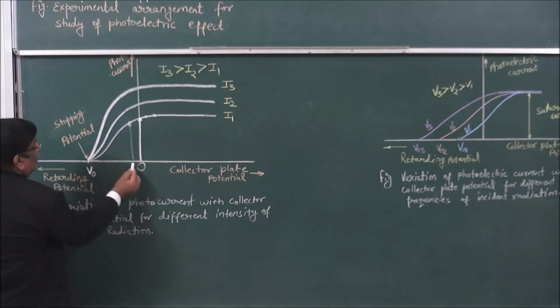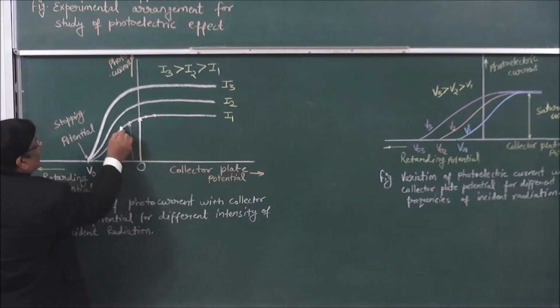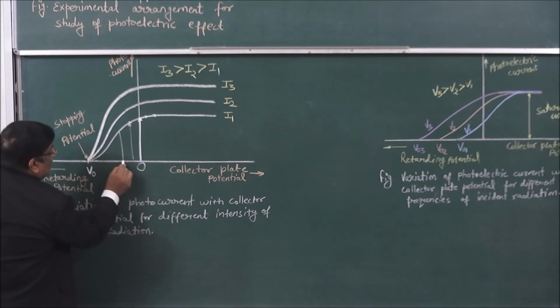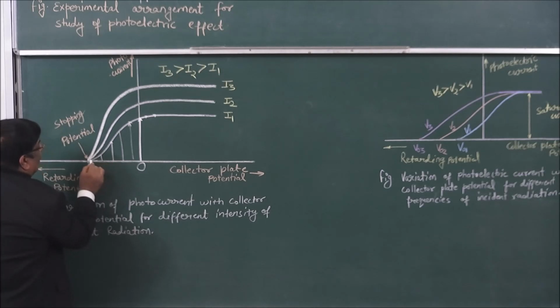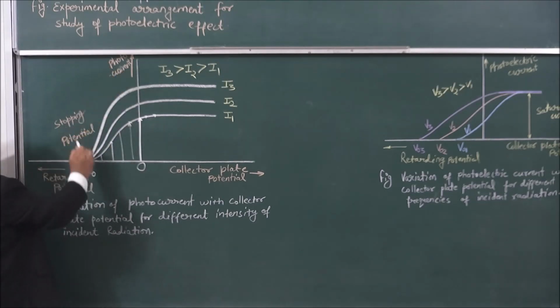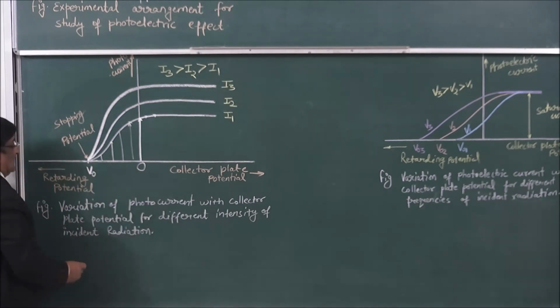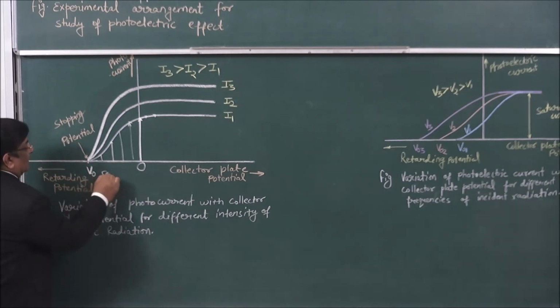I decrease the voltage, I decrease the collector plate potential, then the current also decreases. Decrease the voltage, current also decreases. Decrease the voltage, current also decreases. And at this particular voltage, the current becomes 0. The photoelectric current has become 0. This voltage is known as the stopping potential.